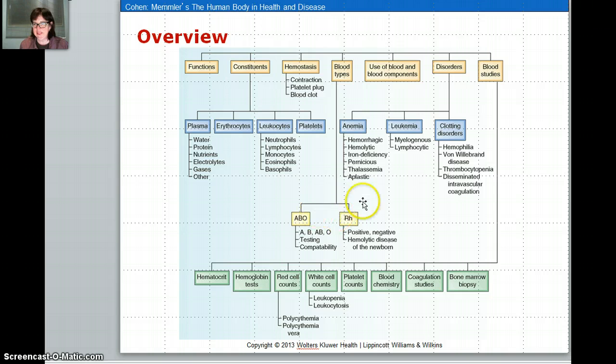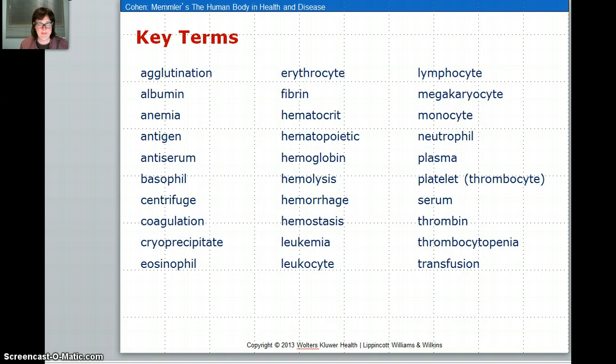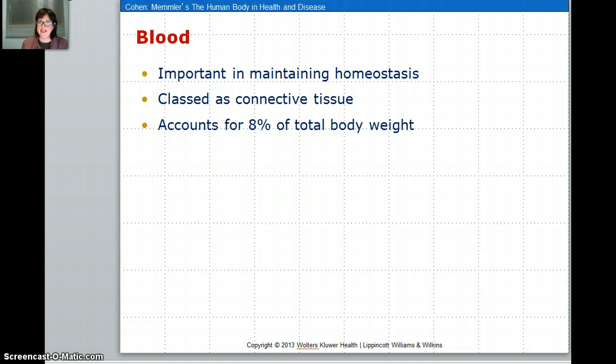Blood types we will look at briefly, at the disorders and briefly at the studies. Okay, so to begin with, what we're going to do, the whole idea of blood, it's important in maintaining homeostasis.